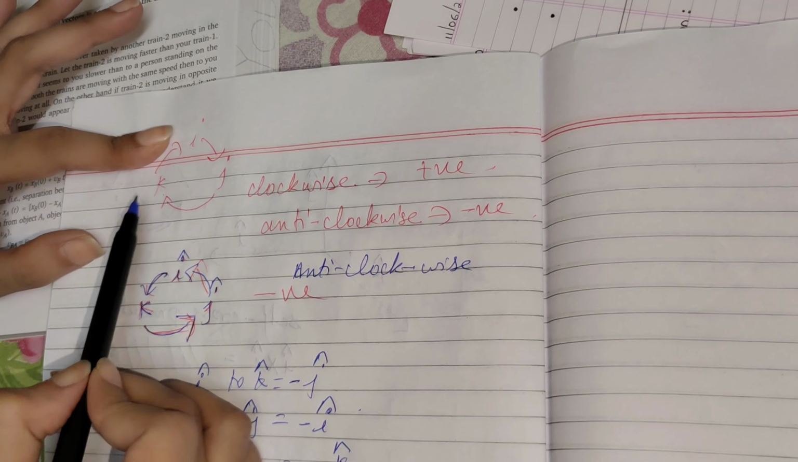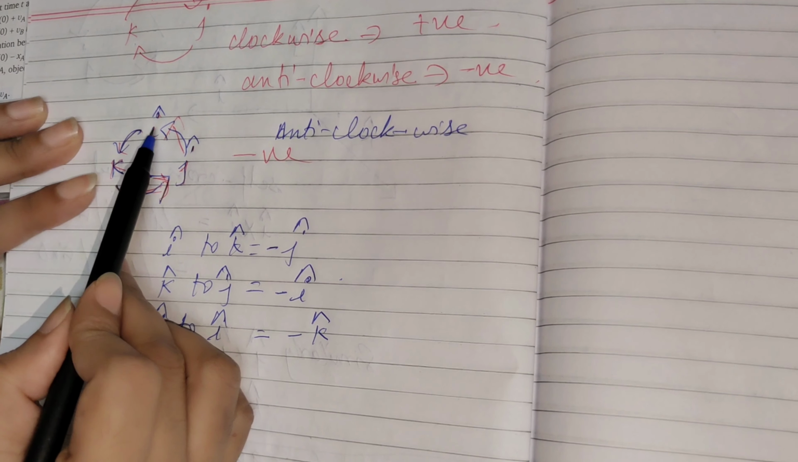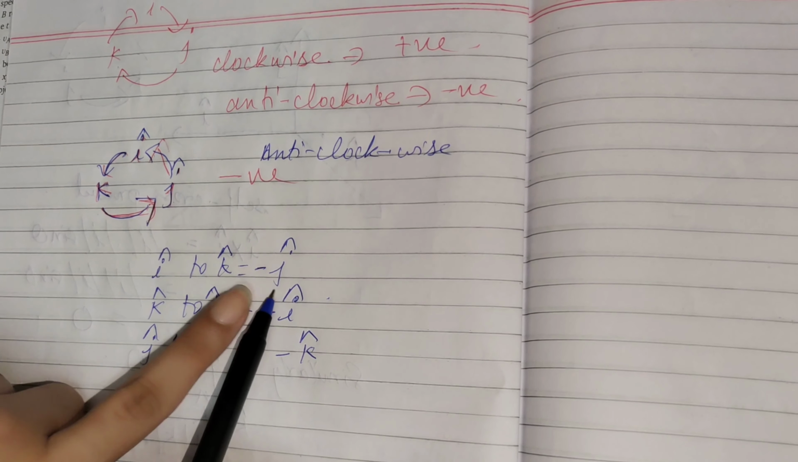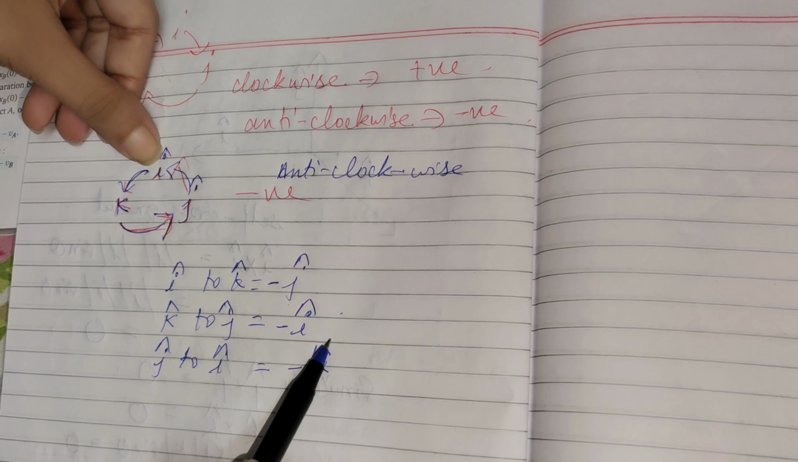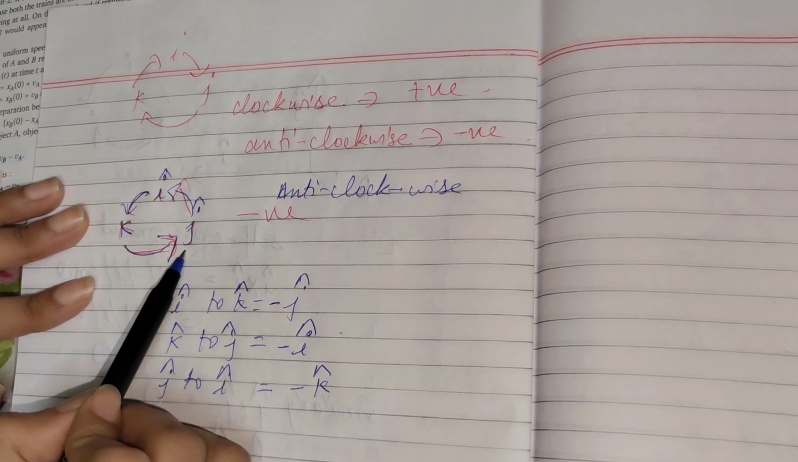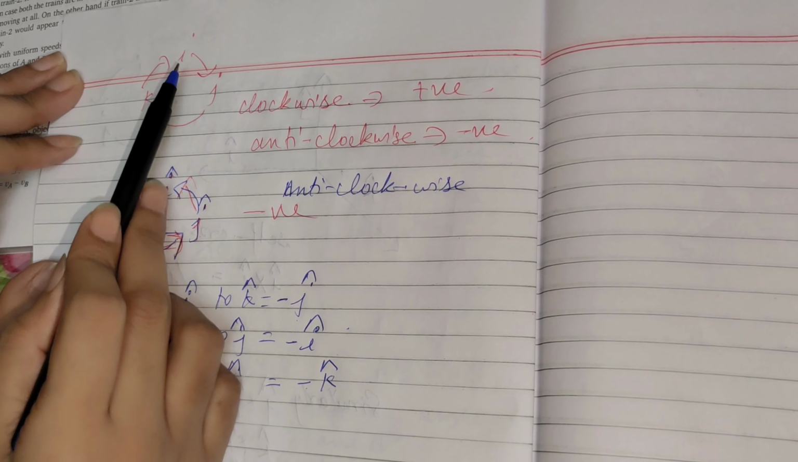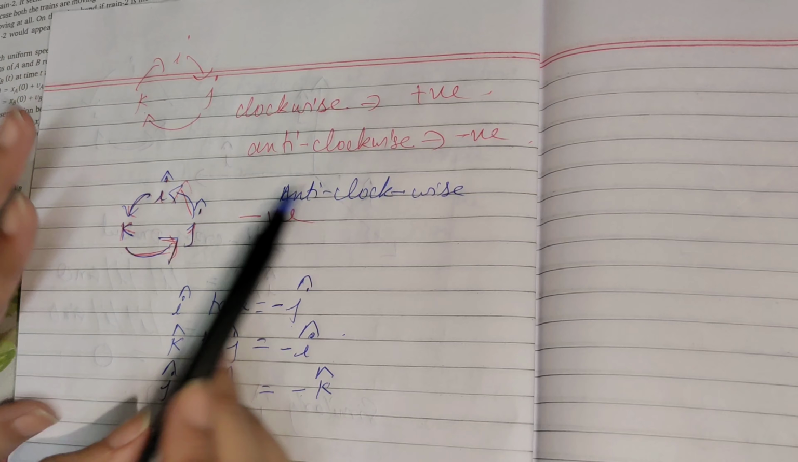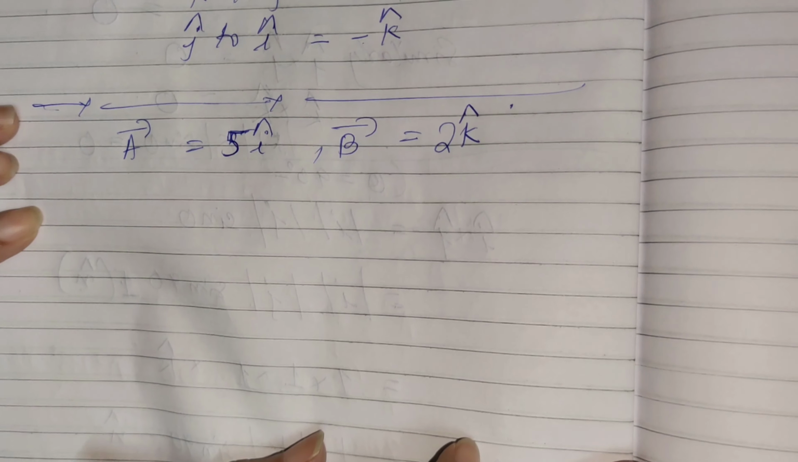Let's say I to K. If it is in anti-clockwise direction, anti-clockwise means negative. So I to K, you're left with J, it would be minus J. K to J, you're left with I, it would be minus I, because you are going in anti-clockwise direction. Again, J to I, it would be minus K. So in clockwise direction, I, J, K, it would be positive, and anti-clockwise direction, it would be negative.